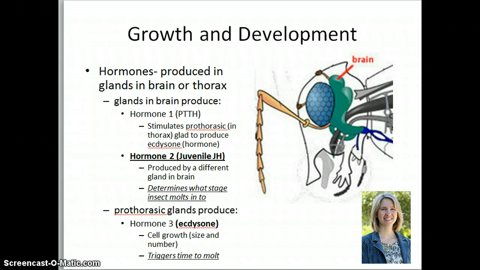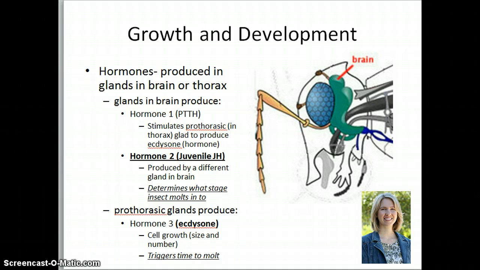Another gland in the brain will produce juvenile hormone, and that hormone will signal the insect's body to either stay in the same developmental stage or move on to the next. For example, if the insect is a juvenile, having low levels of the juvenile hormone in the insect system will then signal the insect to move on to the next stage, which is adult or pupa.